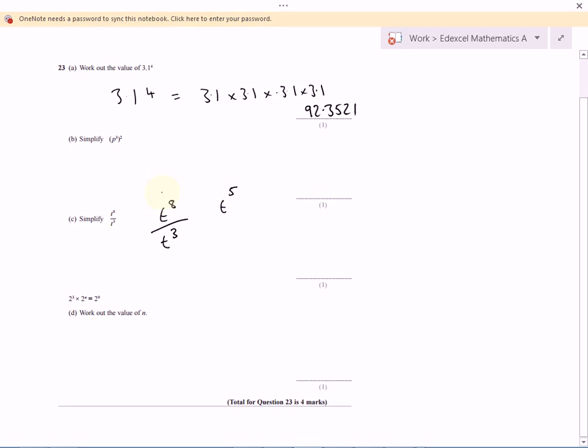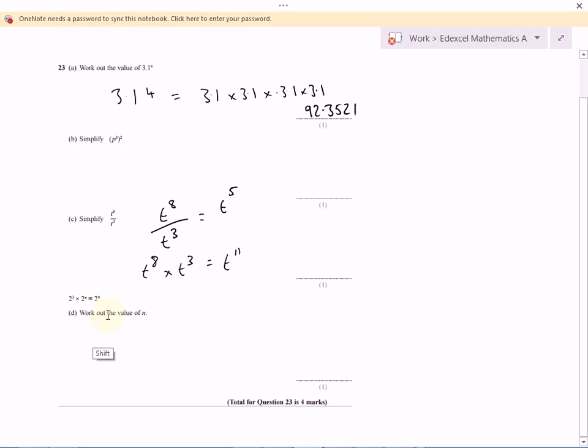So as long as you remember, if you're dividing an index by another index, you take the bottom one away from the top one. That's your rule. So the opposite of that is what we need for part D. So if it was t to the power 8 times by t to the power 3, our answer would be, instead of taking away 3 from 8, you'd add 3 onto 8, because we're multiplying this time rather than dividing. So t to the power 8 times t to the power 3 is t to the power 11, because you do 8 plus 3. So that's what we use to work out part D.